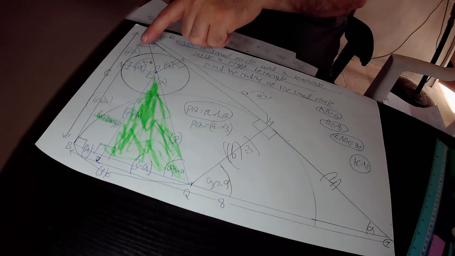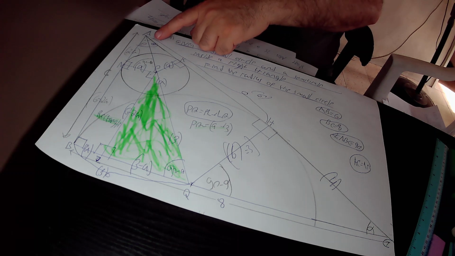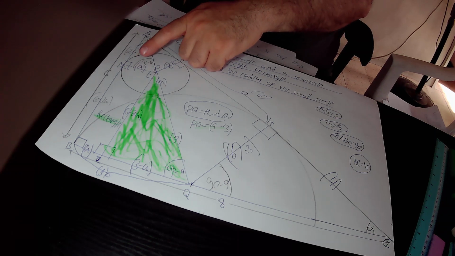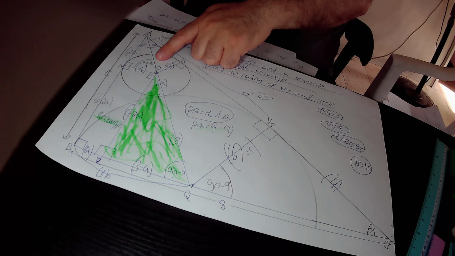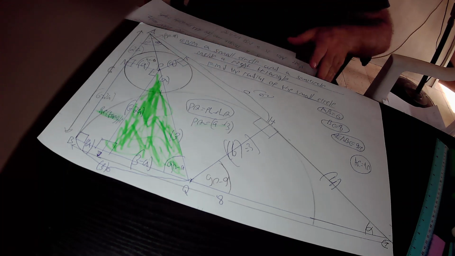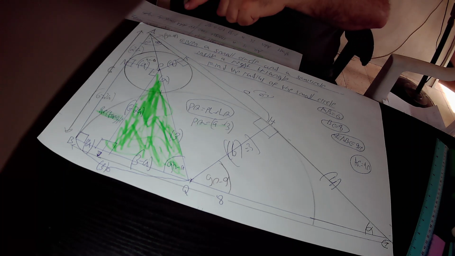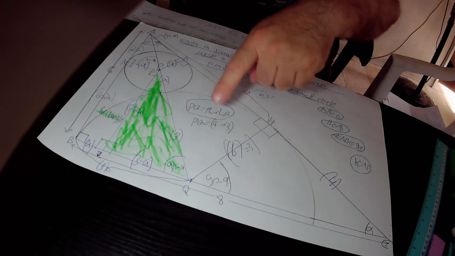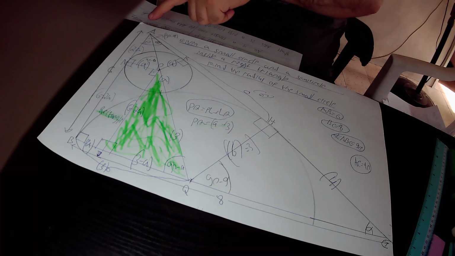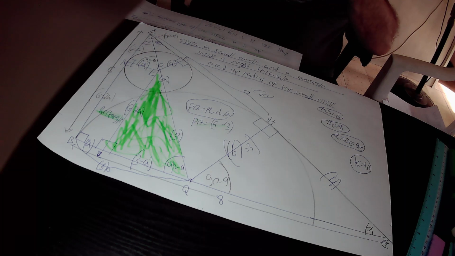So in the small right triangle ANP, this angle equals theta, this angle equals 90 degrees, therefore this angle must be equal to 90 degrees minus theta. In the next step, we prove that the big right triangle ABQ is similar to the small right triangle ANP.